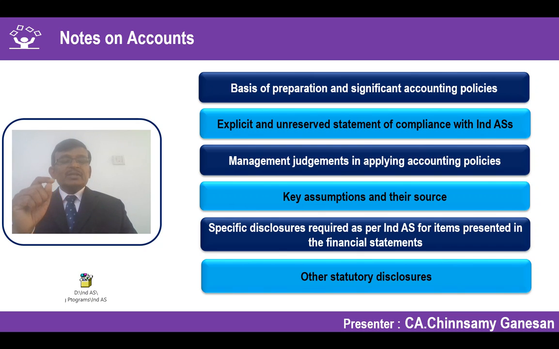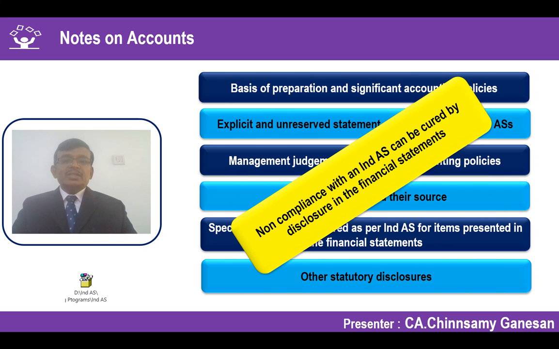For example, the disclosure relating to Ind AS 2 inventories, what is the disclosure required? Ind AS 16, what is the disclosure required? If you are talking about fair value measurement, Ind AS 113, what is the disclosure required? If you have a related party transaction, what is the disclosure required? And all other statutory disclosures, that's the way in which the notes on account should be there.